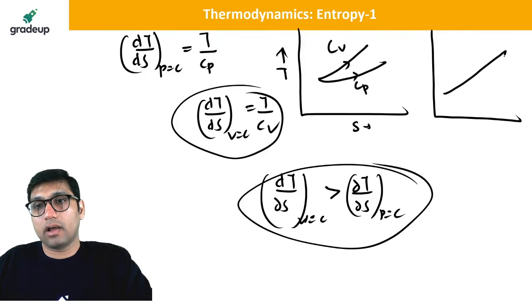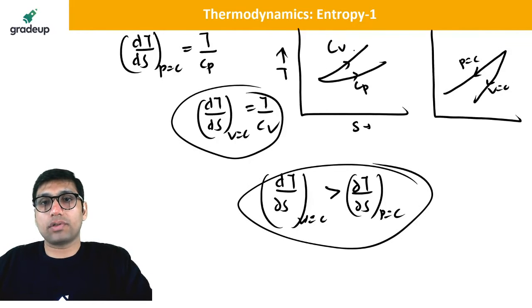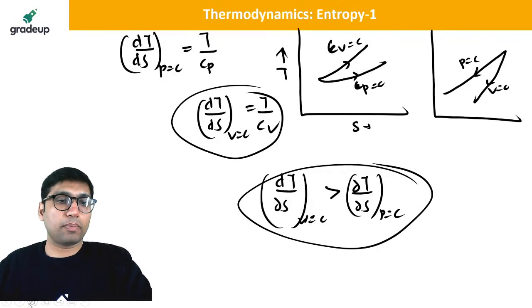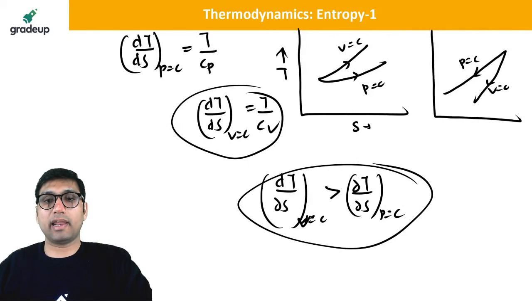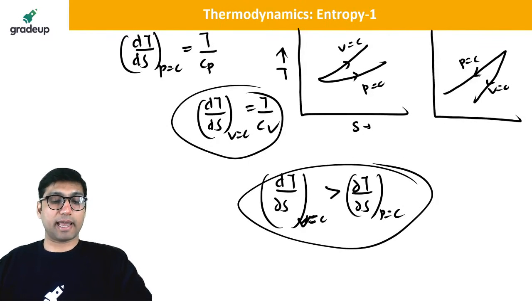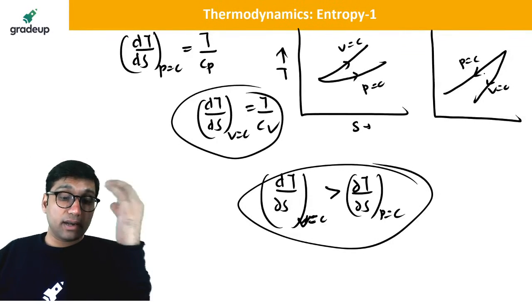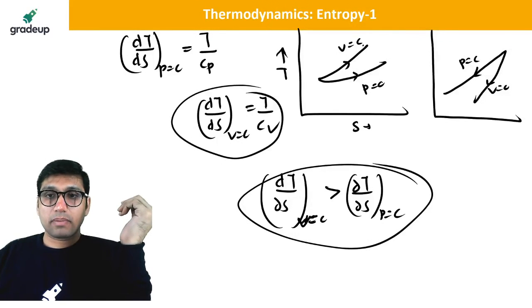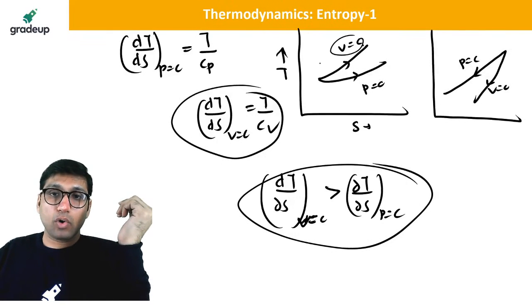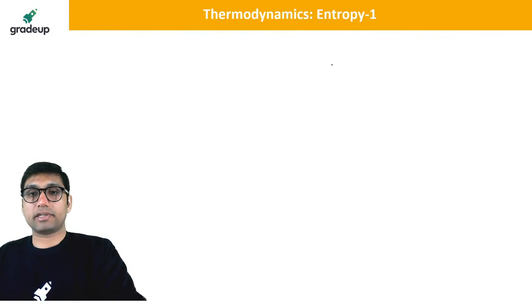If you have to plot constant pressure and constant volume processes on a temperature-entropy diagram, then the constant volume line will have more slope than constant pressure. This is a very, very important result. You have to remember that the slope of constant volume will be greater than constant pressure on the temperature-entropy diagram. Like in the case of the Carnot cycle also, you must have seen that if you plot constant volume and constant pressure on the same graph, constant volume will have more slope as compared to constant pressure.